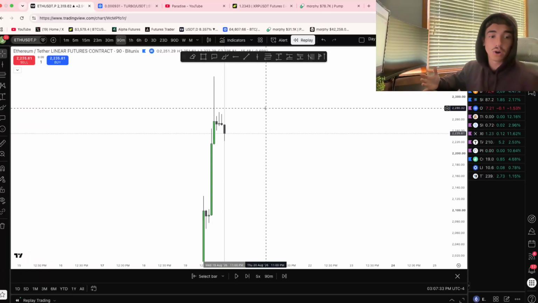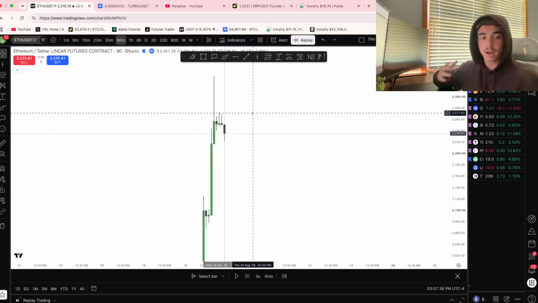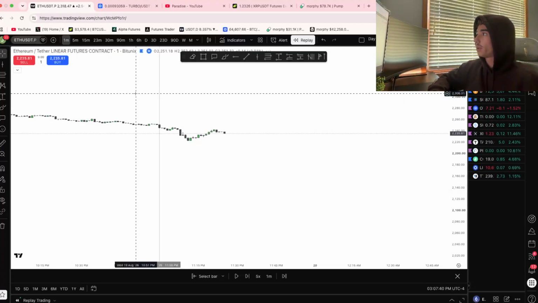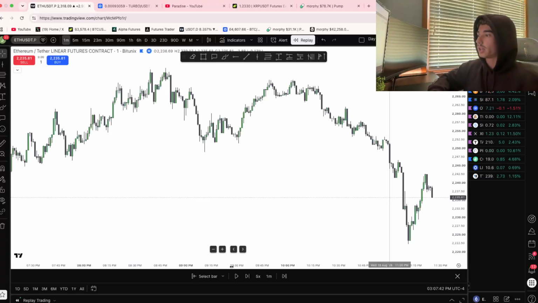So all I'm identifying is that volume comes in at 11. So that's what I know. So I can go and use the 1-minute confluences for my entries. So all I'm doing now is go into the 1 minute. I don't really need anything else on the higher time frame.